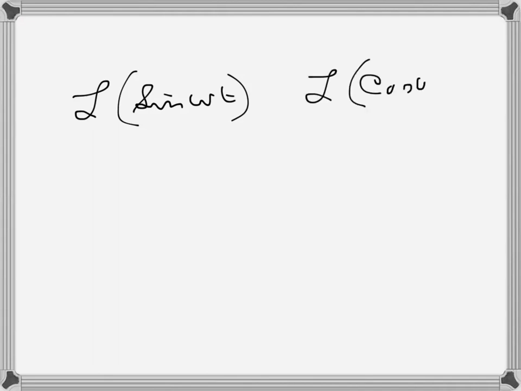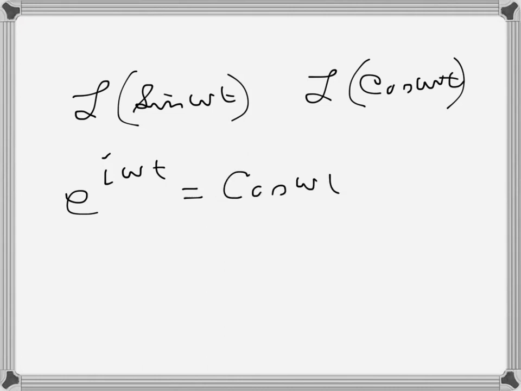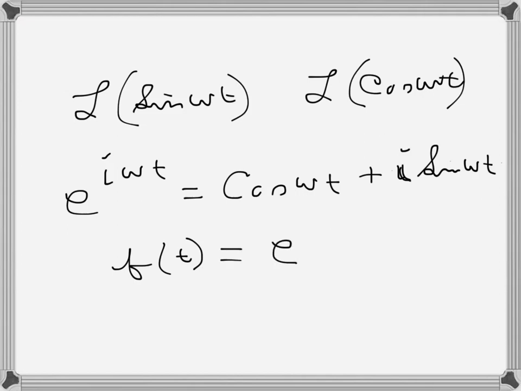If we want to find the Laplace transformation of sine omega t or cos omega t, we will use Euler's formula. Euler's formula is like this: e to the power I omega t is equal to cos omega t plus I sine omega t. So this is the imaginary part.